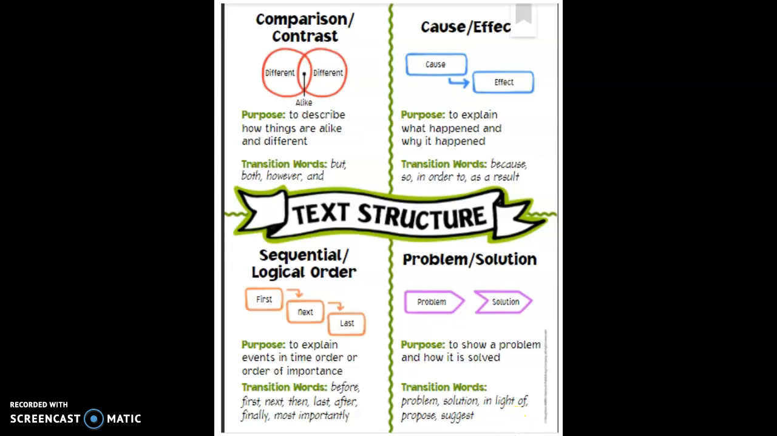Our next one is sequential or logical order. Those words can be used synonymously, meaning they mean the same thing. So you may hear me say sequential or you may hear me say logical order. This particular text structure is used to explain events in time order or in order of importance. Some transitional words that you may see as you are reading an informational text with this type of text structure are before, first, next, then, last, after, finally, and most importantly. These are those time order words that we most likely will see here in our text for this week.